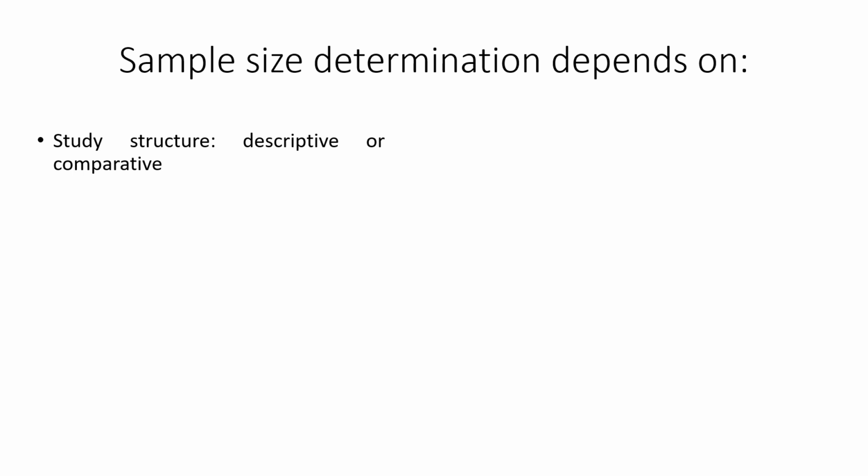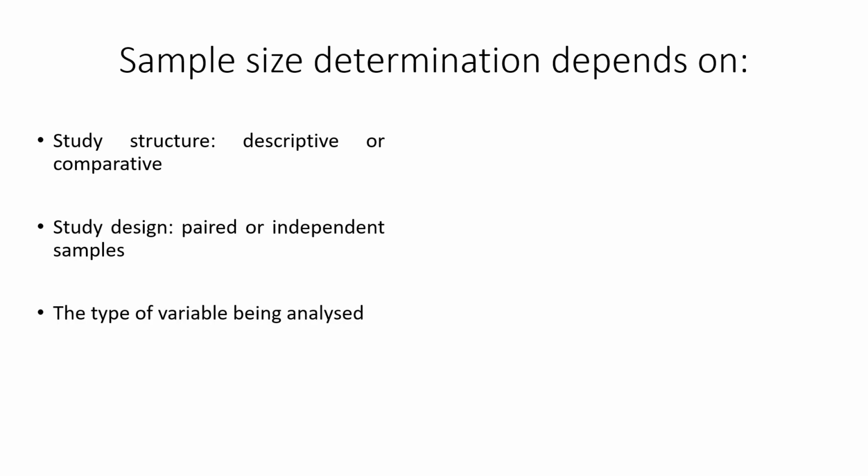Now, the sample size depends upon the type of study, whether it is a descriptive study or a comparative study, whether you have a before and after analysis called a paired design, or an independent sample wherein you have two or more groups which are to be compared among themselves, and then the type of variable. This is decided when you are deciding how in the methodology you will be measuring your effect or your parameter of choice.